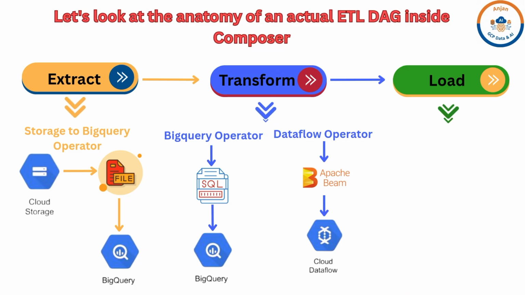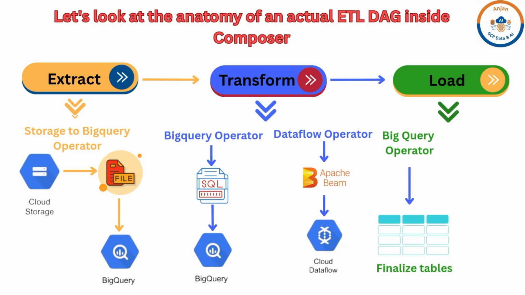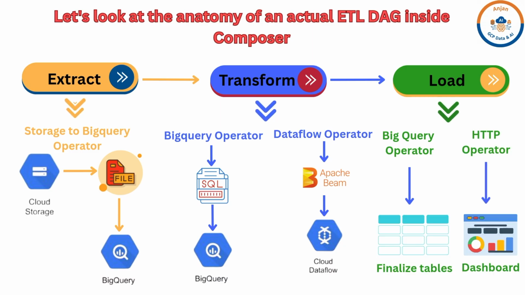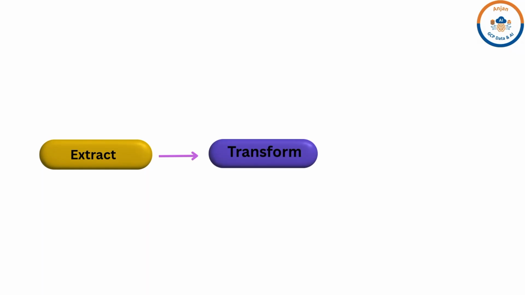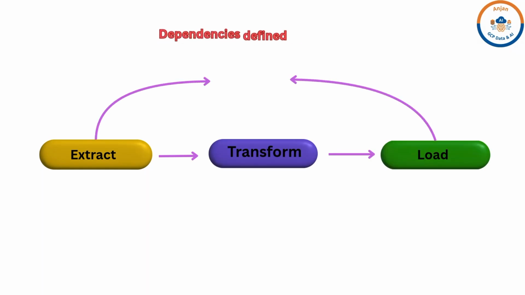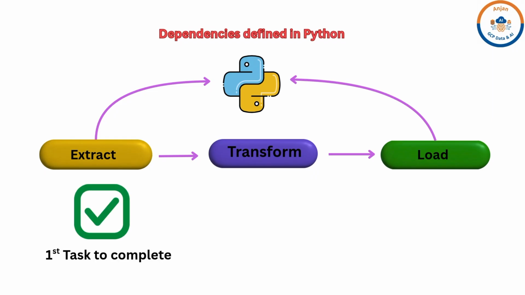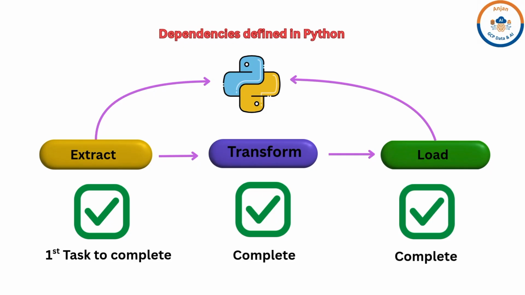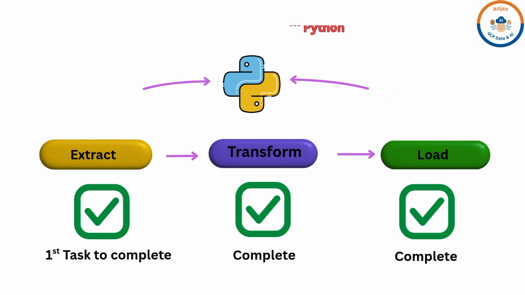For loading, the BigQuery operator might be used again to finalize the tables, or perhaps an HTTP operator to push a summary metric to a visualization dashboard like Looker. All these tasks are linked by dependencies defined in Python. This guarantees that your transformation step never runs until the extraction is complete, and the final load only happens after the transformation succeeds. The control is crucial for data integrity.